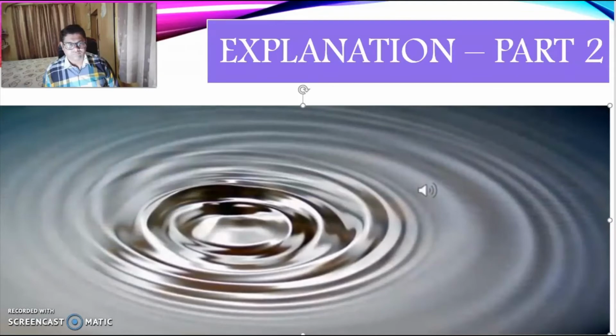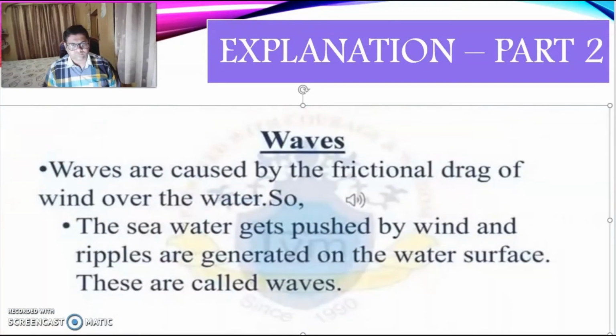If you blow air over hot milk or tea while drinking, ripples are generated on the milk or the tea. In the same way, because of the force of the wind, water appears to be moving. The sea water gets pushed by the wind and ripples are generated on the water surface. These are called waves. So what are waves? Waves are caused by the frictional drag of the wind over the water. The sea water gets pushed by the wind and ripples generated on the water surface are called waves.